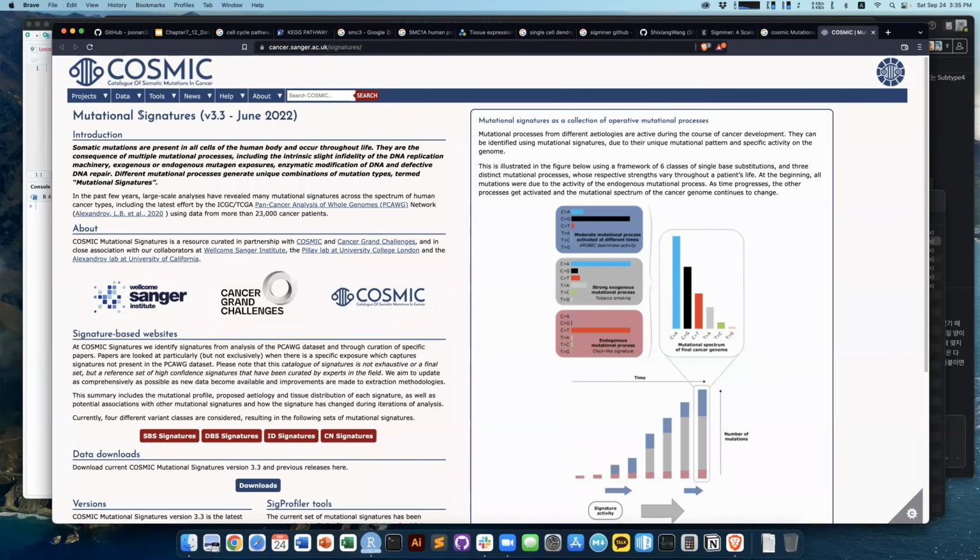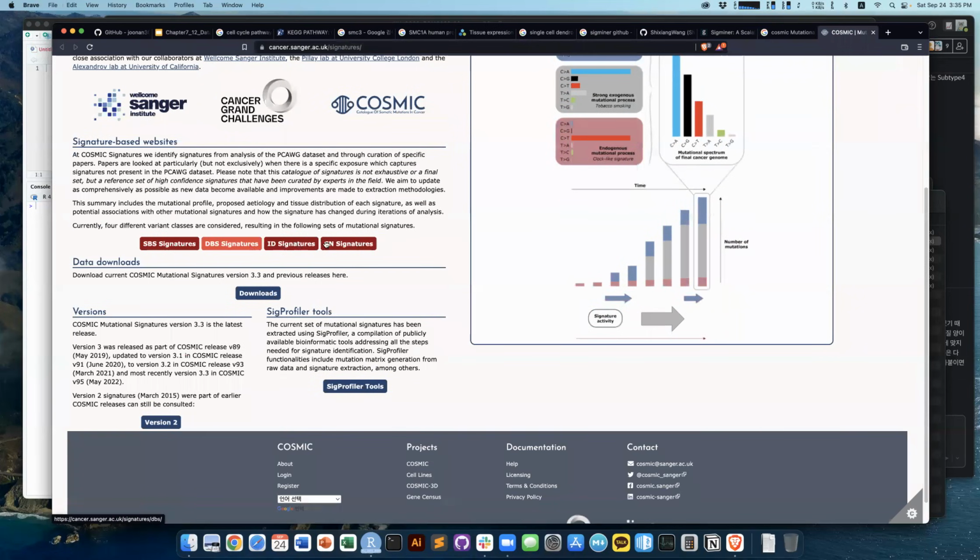And if you click the information about mutation signature, then you will have 4 different types of signatures. One is SBS, DBS, ID, and CN. SBS means the single base pair substitution, which is equivalent to SNV, right? And DBS is double base pair substitution, and ID is insertion and deletion. So these two are equivalent to indels we learned in genetics.